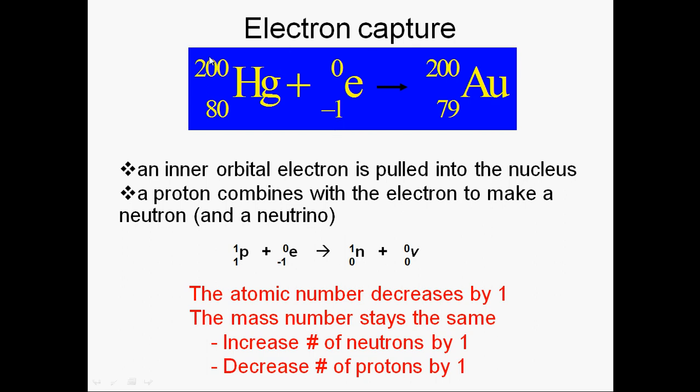So on the left side here, in the upper left-hand corner, we've got 200 plus 0. That's a total mass of 200. On the right-hand side, still 200. So our mass has been conserved. We're in good shape.